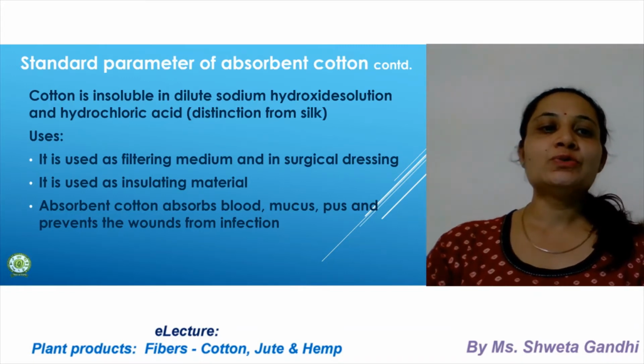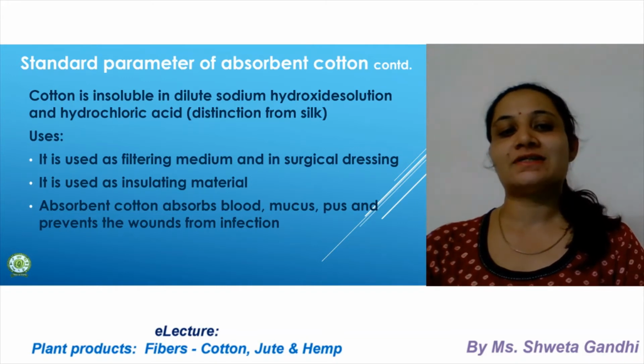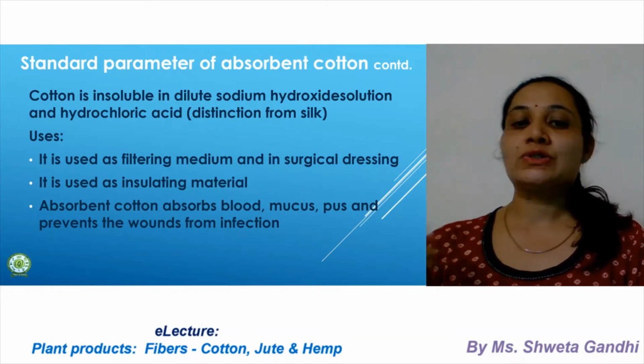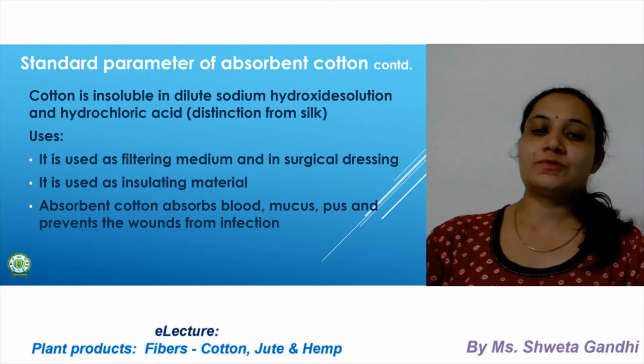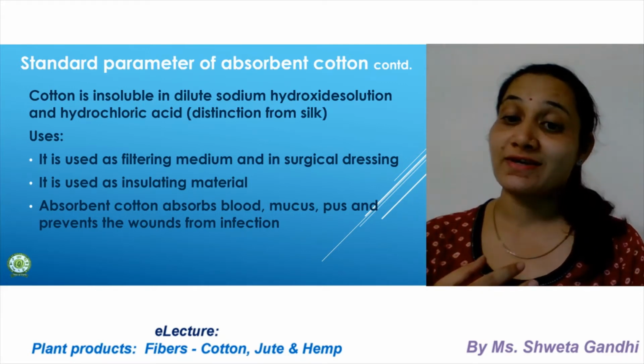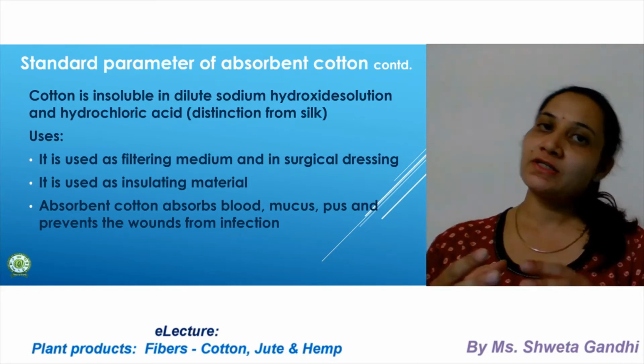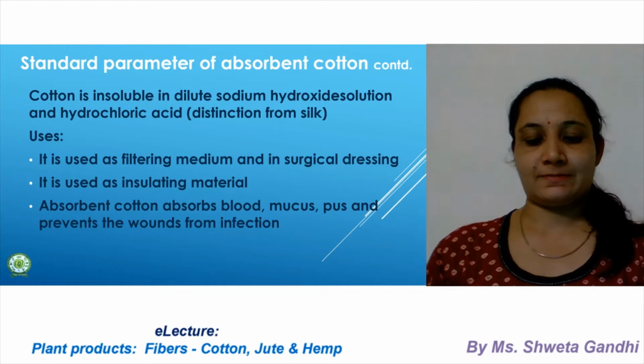Now, what is the use of cotton? It is used as a filtering medium and in surgical dressing. It is also used as an insulating material. And absorbent cotton, as the name suggests, absorbs blood, so it is used in dressing. It can absorb blood, mucus, pus and prevents the wound from infection.